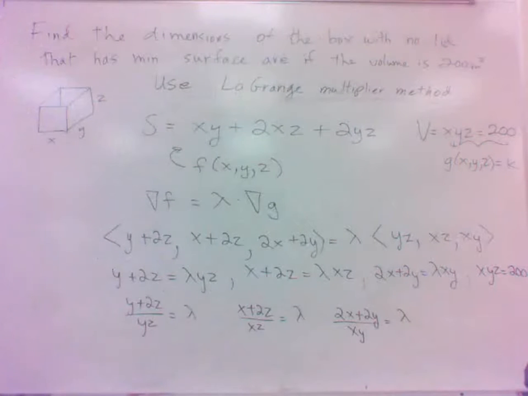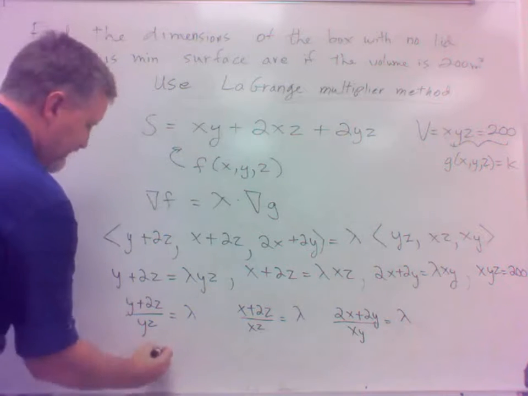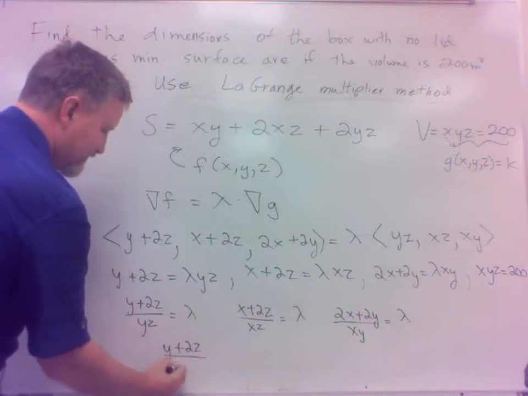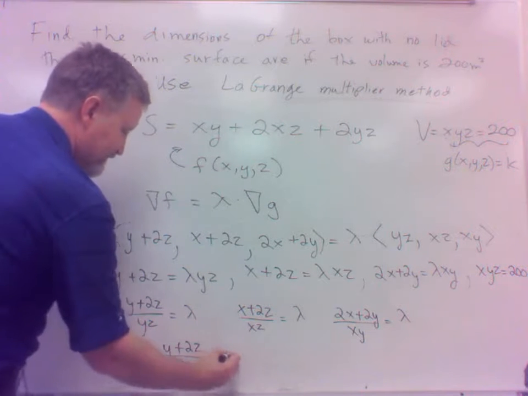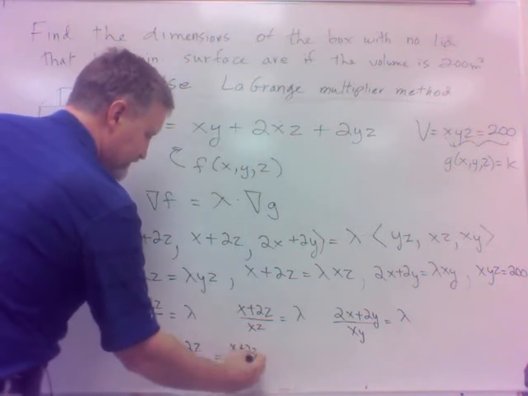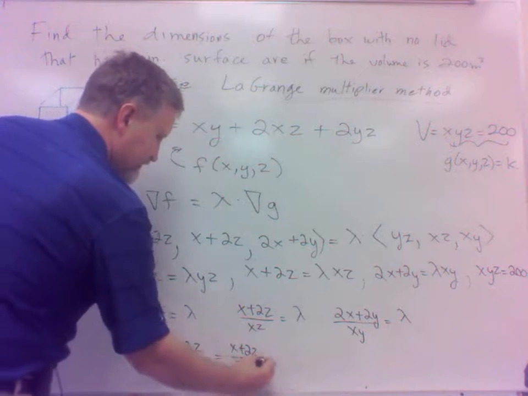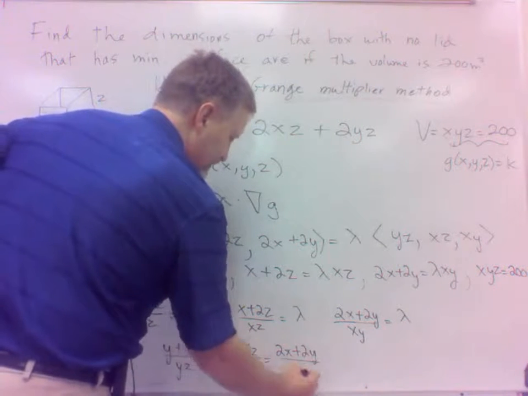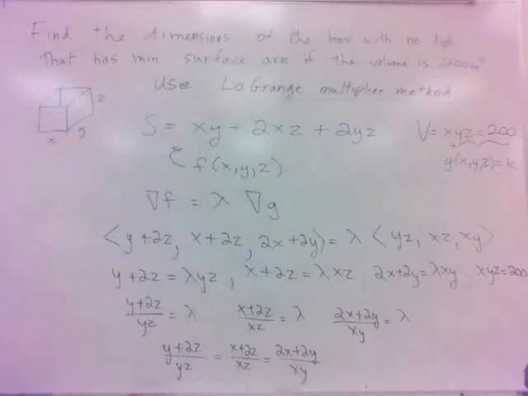All those are equal to lambda, so they must be equal to one another. So we have (y + 2z)/(yz) = (x + 2z)/(xz) = (2x + 2y)/(xy). As they say, solving these systems sometimes takes a little ingenuity.